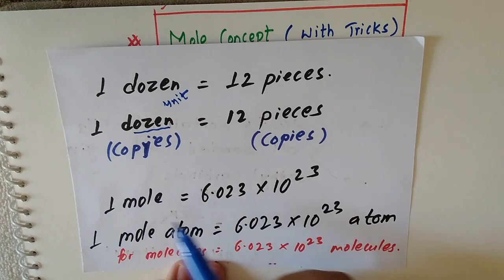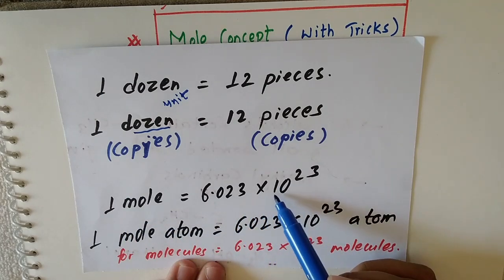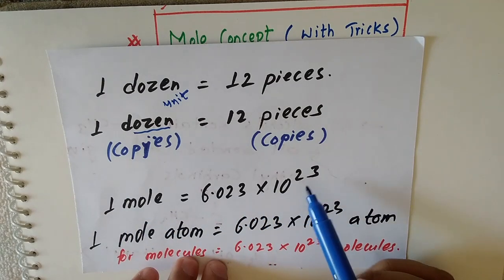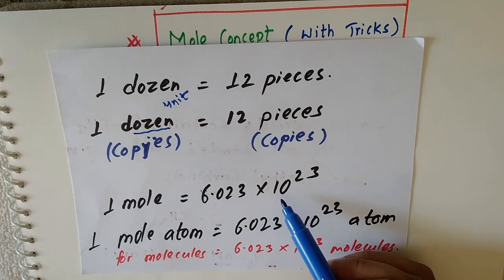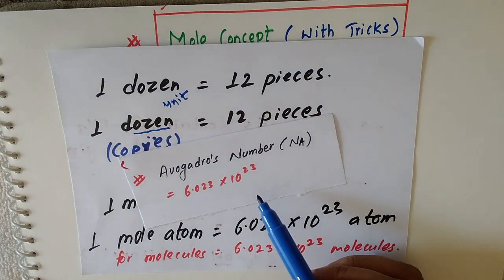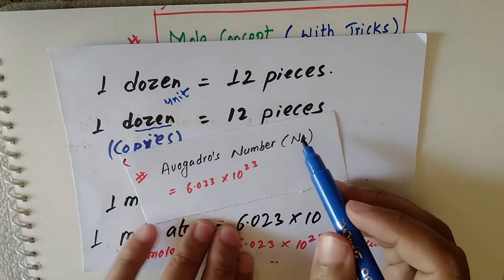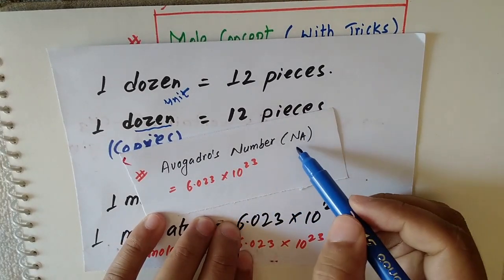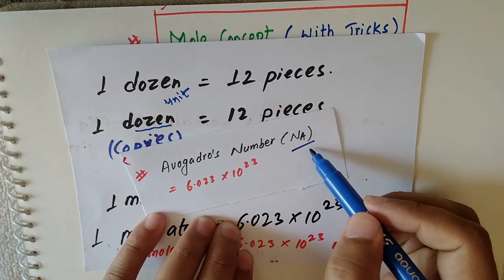In 1 mole, there is 6.023 into 10 to the power 23, and 6.023 into 10 to the power 23 is also called Avogadro's number. We simply say it Avogadro's number, and it is symbolized as Na.